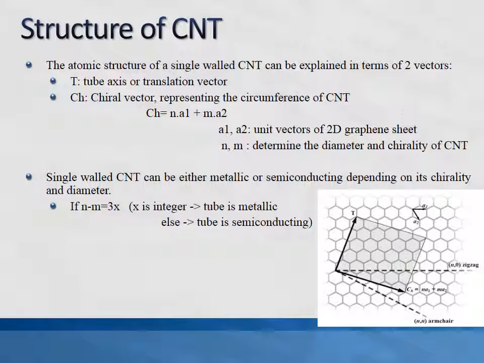Single-walled carbon nanotubes can be either metallic or semiconducting depending upon their chirality and diameter. So if n minus m is an integer multiple of 3, it is metallic, otherwise the tube is semiconducting. As a result, we end up with 2/3 semiconducting tubes and 1/3 metallic CNTs.